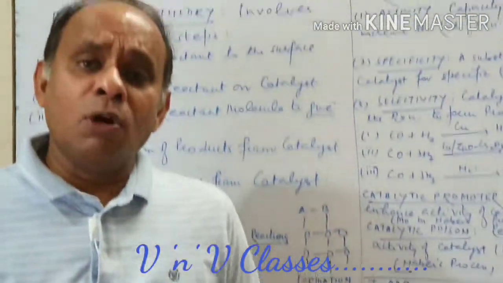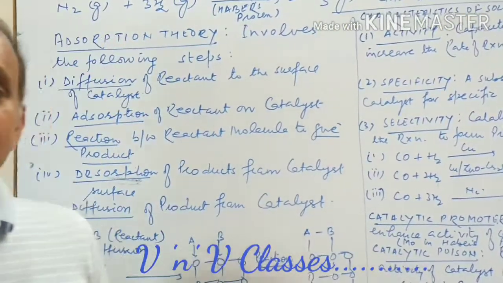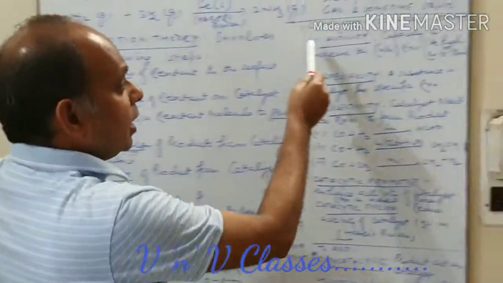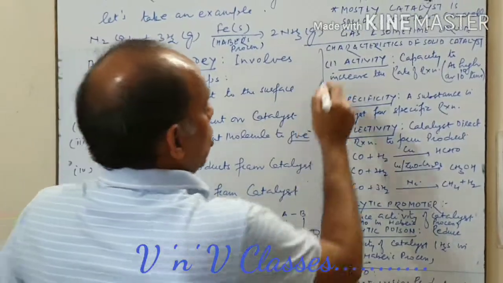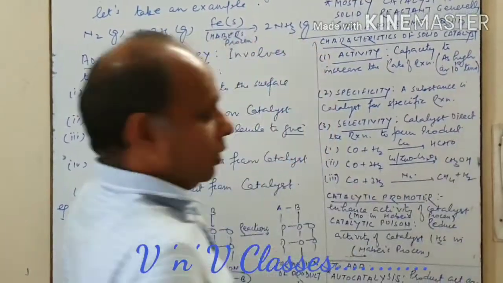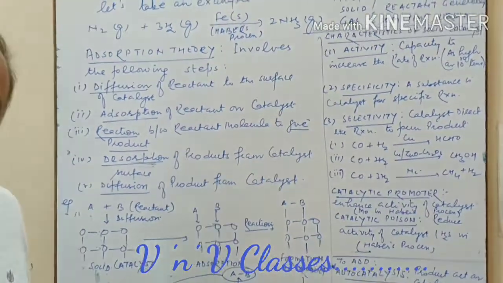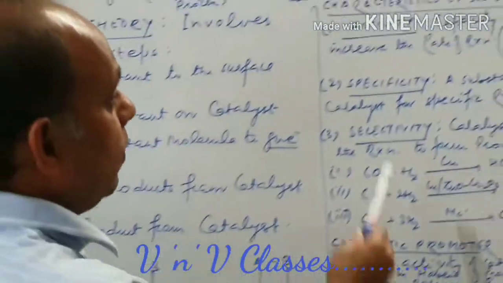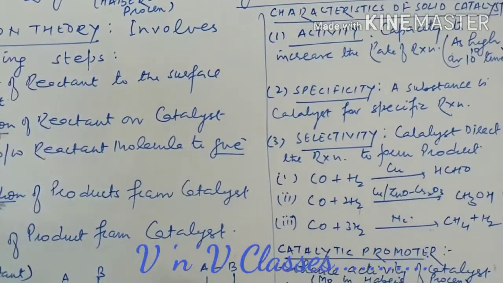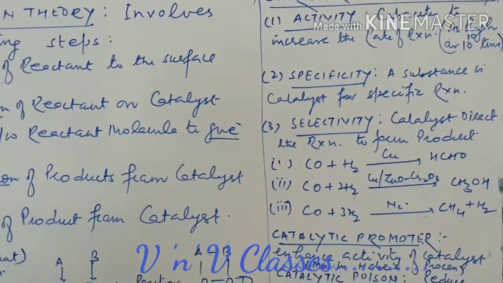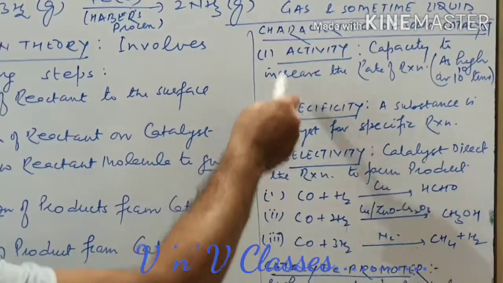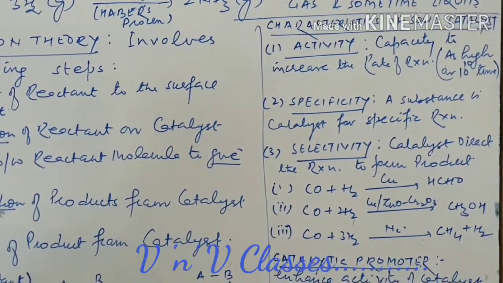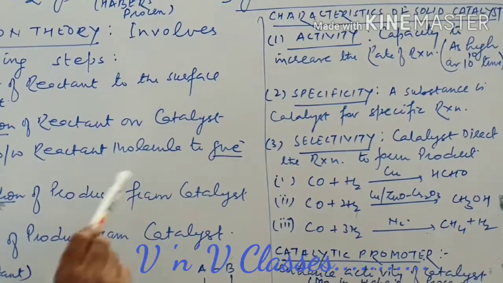Now, when we are talking about heterogeneous catalysis, as I told, in maximum cases solid is the catalyst. So there are certain important characteristics of solid catalysts as well. They exhibit certain important characteristics. What are they? The very first is activity. Remember, these are normally asked in questions in short form in exams. So just take care, see it carefully.